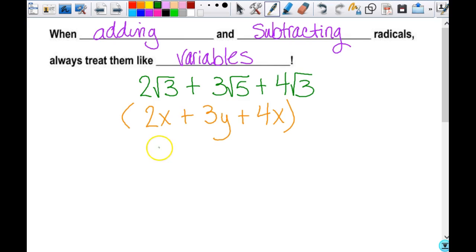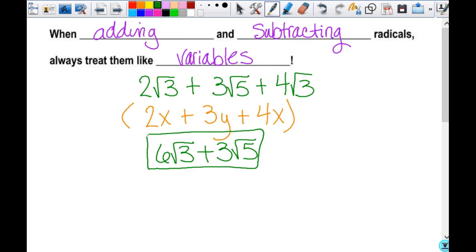So this just gives me 6 apples, which is really square root of 3, plus 3 oranges, which is really square root of 5. Just like the variables are things. I have 2 of these x's. I'm going to get 4 more of the x's. That's a total of 6 x's and 3 y's. Does that make sense? Okay. These have to be the same, like a variable. So you're combining like terms.